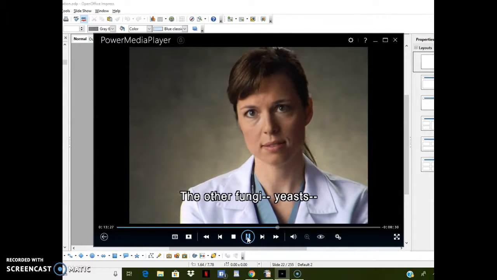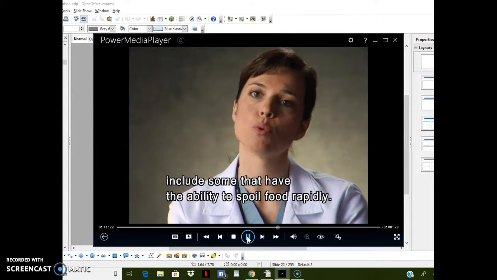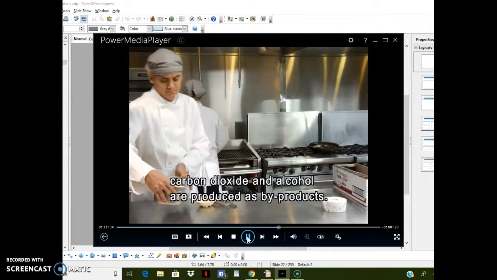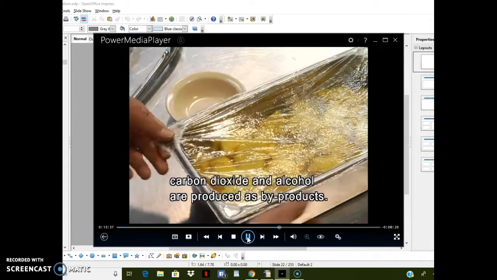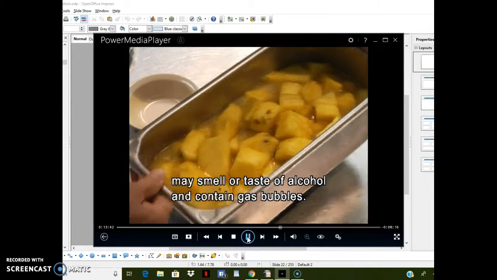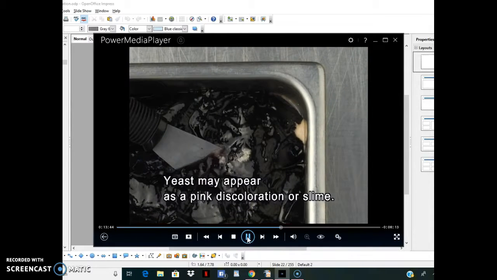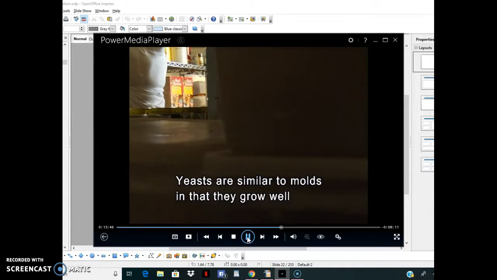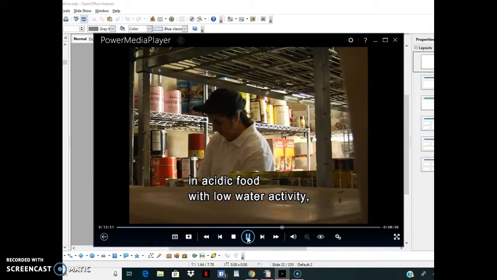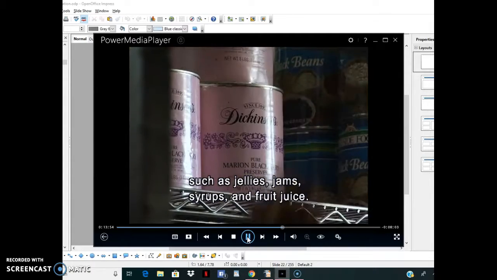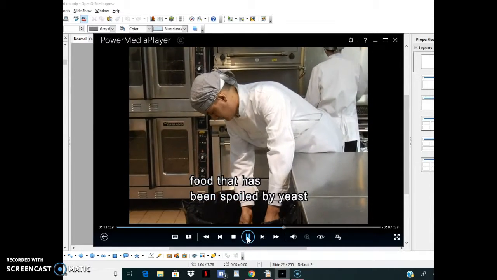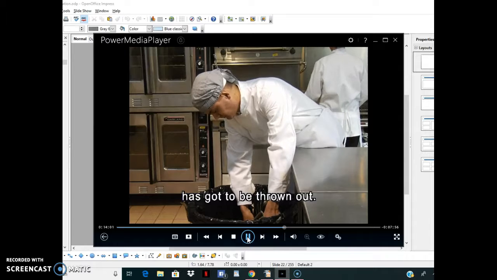The other fungi, yeasts, include some that have the ability to spoil food rapidly. As yeast consumes food, carbon dioxide and alcohol are produced as byproducts. That's why food spoiled by yeast may smell or taste of alcohol and contain gas bubbles. Yeast may appear as a pink discoloration or slime. Yeasts are similar to molds in that they grow well in acidic food with low water activity, such as jellies, jams, syrups, and fruit juice. Needless to say, food that has been spoiled by yeast has got to be thrown out.